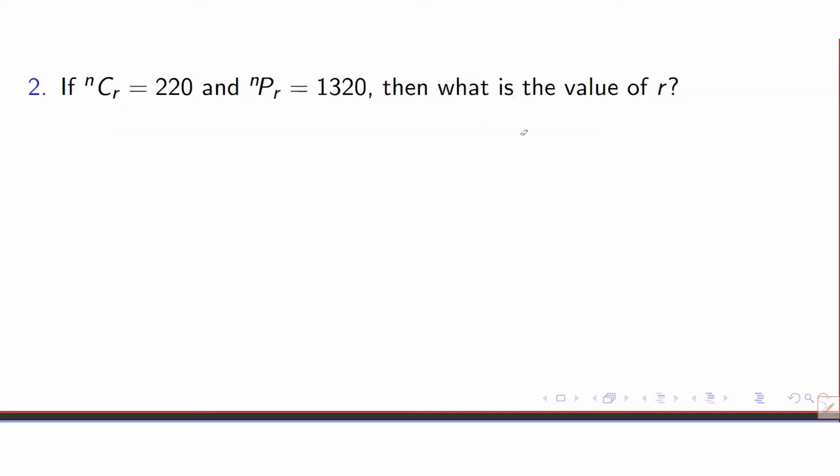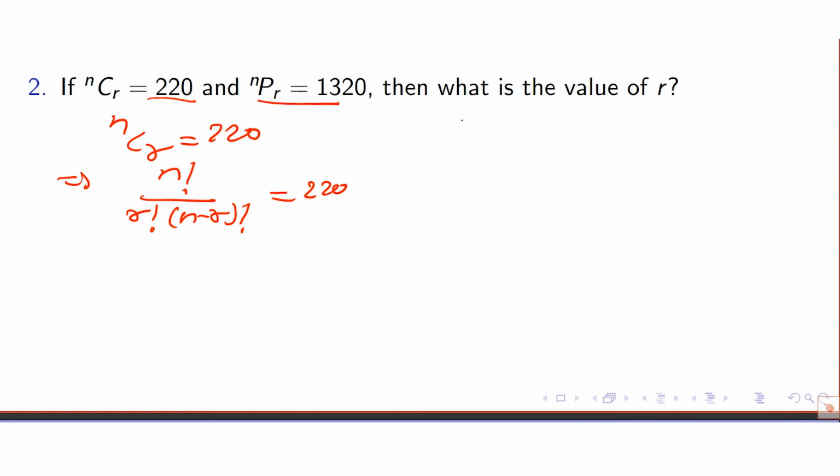Next question. In the second question, the values of nCr and nPr are given, and it is asked what the value of r is. nCr is given as 220, which implies that nCr is equal to 220. By writing the formula, nCr is equal to n factorial upon r factorial into (n minus r) factorial, which is 220. And nPr is given as 1320, which implies that nPr equals 1320, which is equal to n factorial upon (n minus r) factorial.